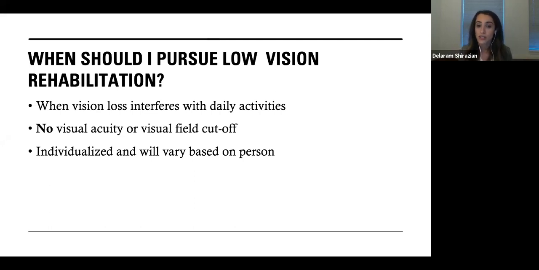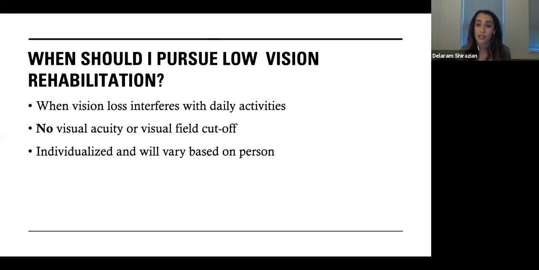It's when the vision loss interferes with daily activities. That's when we start to consider that low vision may be a good option for you. So this means it's very individualized and it's going to vary based on the person. So there's times where I've seen patients that have normal visual acuity, 20/20, in my low vision clinic, because they may have a condition that causes extreme sensitivity to light or glare, and they need a tint evaluation to look at different options for tint or glare control. And that's a great referral. I'd love to see those patients.